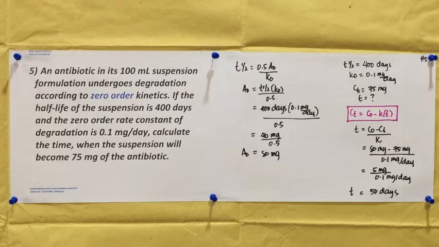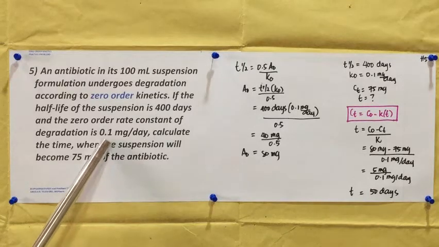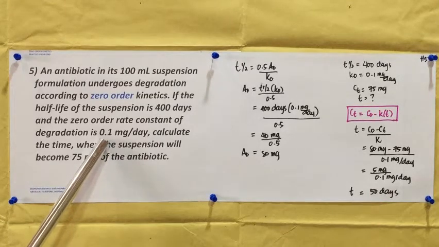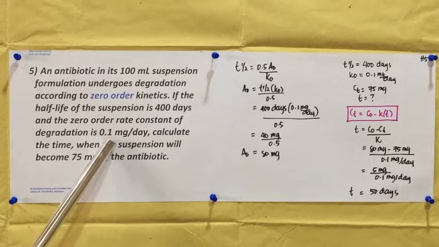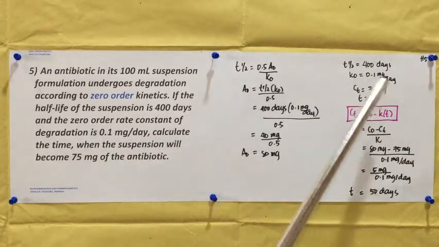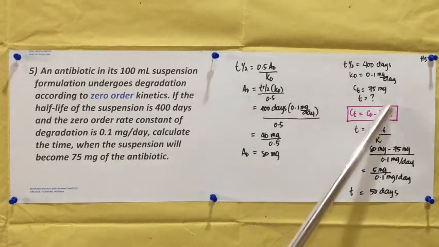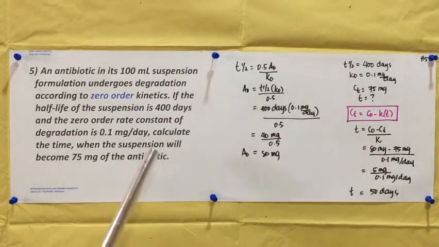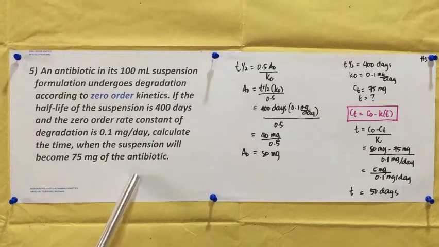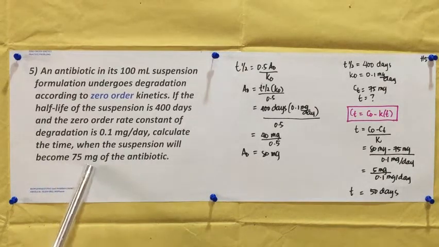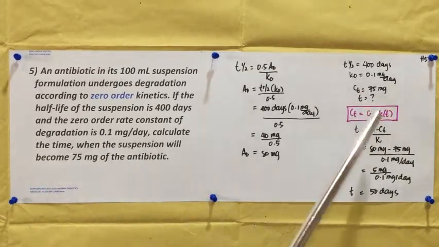If you notice, this problem is the same with number 4. The only difference is the value of the KO. So, the value of the KO here is 0.1 milligram. So, ang given, half-life, 400 days, the KO, which is now 0.1 milligram, and then what is being asked is the time for the drug to become 75 milligram. So, 75, again, is CT. Then, we are looking for time.